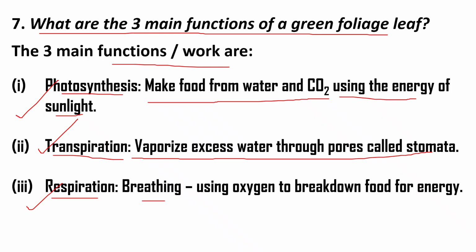And respiration or breathing, using oxygen to break down food for energy. Food you have to break down to get energy. So using oxygen to break down food and release energy, that is respiration. Getting rid of excess water as vapor through pores, that is transpiration. And using the energy of sunlight, making food from water and carbon dioxide, that is photosynthesis. So these are the three main functions of a green foliage leaf.